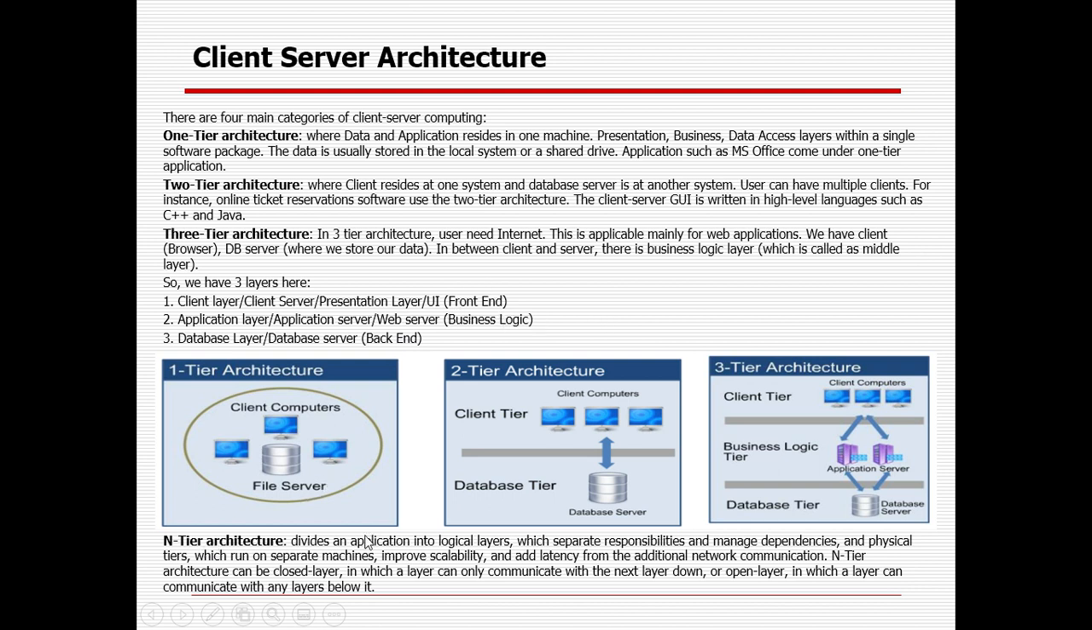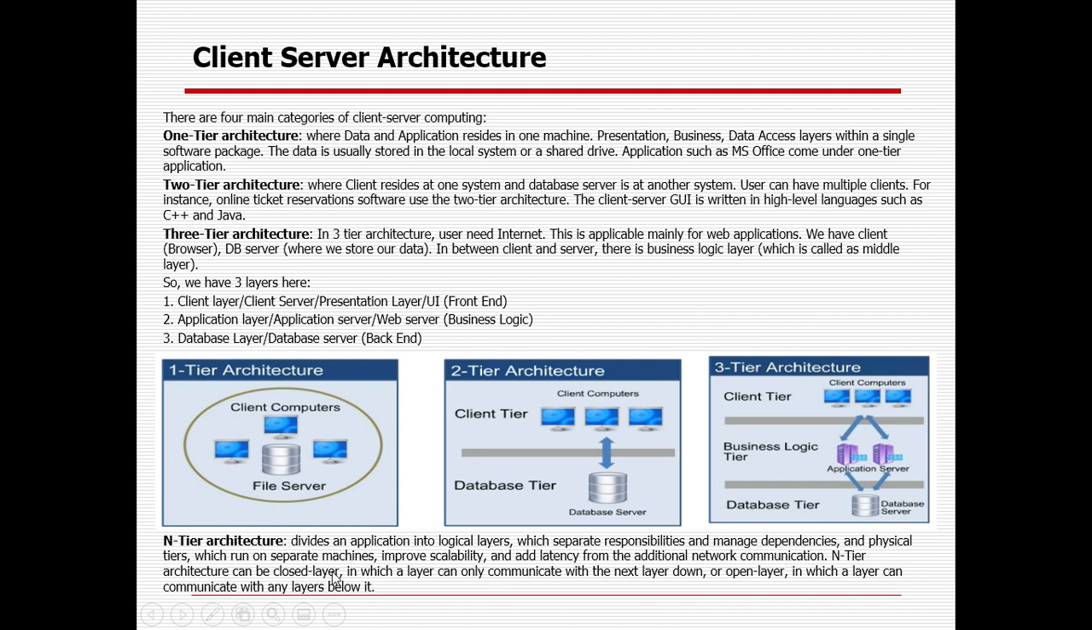The last one is the n tier architecture, which divides an application into logical layers, which separate responsibility and manage dependency, and physical tiers, which run on separate machines, improve scalability and add latency from the additional network communication.